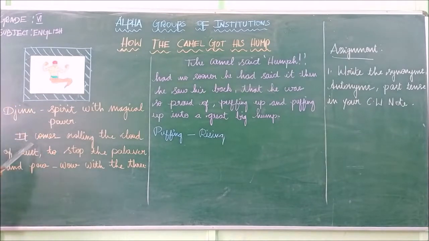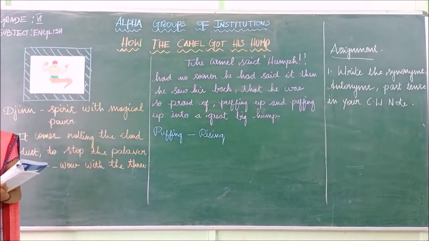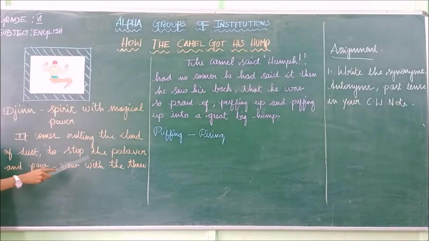It comes rolling the cloud of dust to stop the Palavar and Pauvav with the three. So this jinn is coming rolling the dust. See here, rolling the cloud of dust. So this is the dust. So it comes like rolling the dust to stop the palaver and powwow with the three.